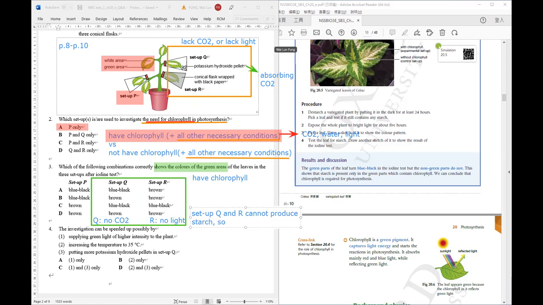So it gives brown color in iodine test. Okay, whereas in setup P, we have blue-black in color. Okay, so the answer is B.